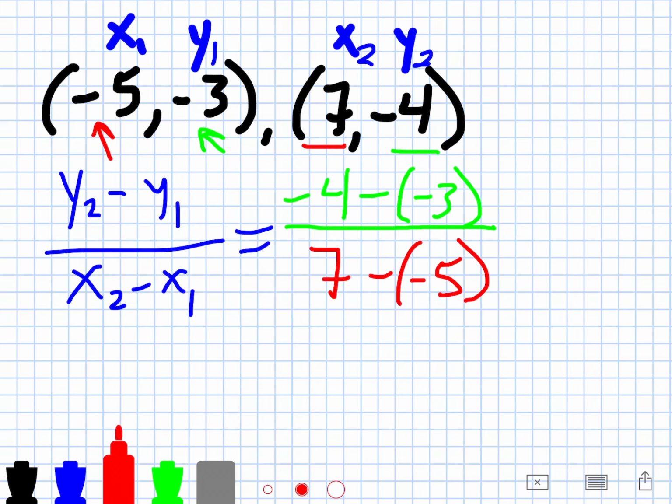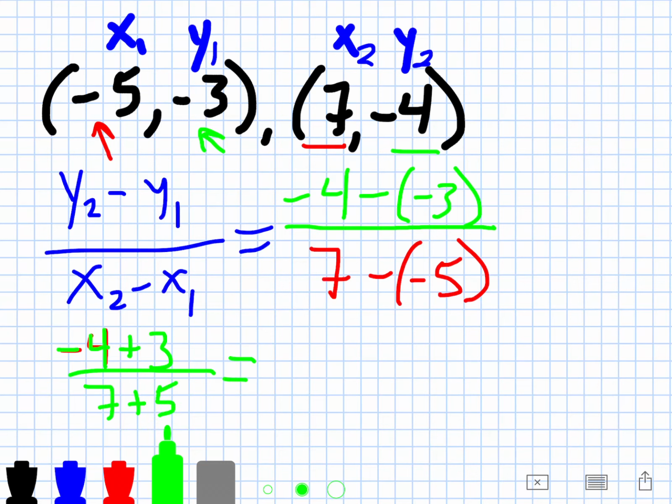This is why we did graphing points. This is why we did a lot of the things that we did so that you could understand how to do slope. So now we have actual numbers instead of letters, right? -4 minus a -3, 7 minus a -5, minus a negative. If you subtract a negative, that's the same as adding, yeah? So I can actually rewrite this. -4 plus 3 over 7 plus 5.